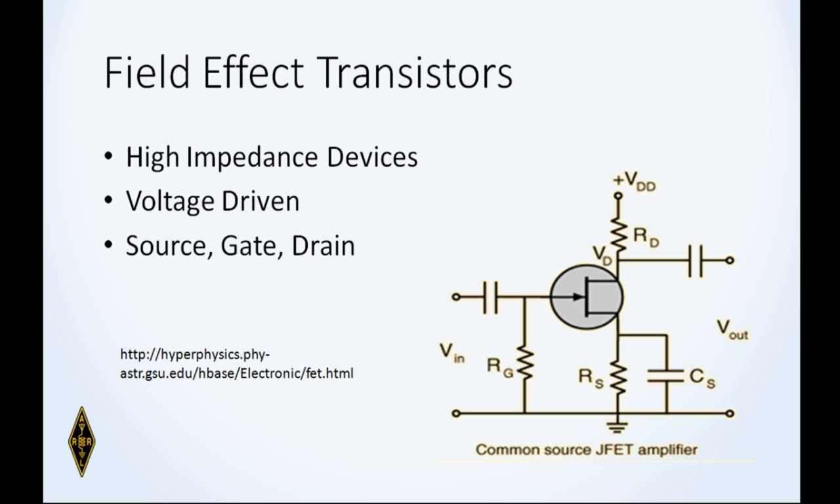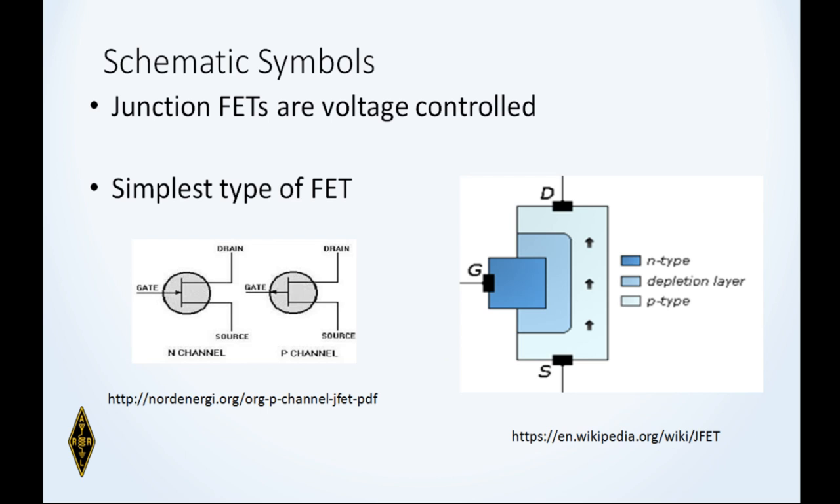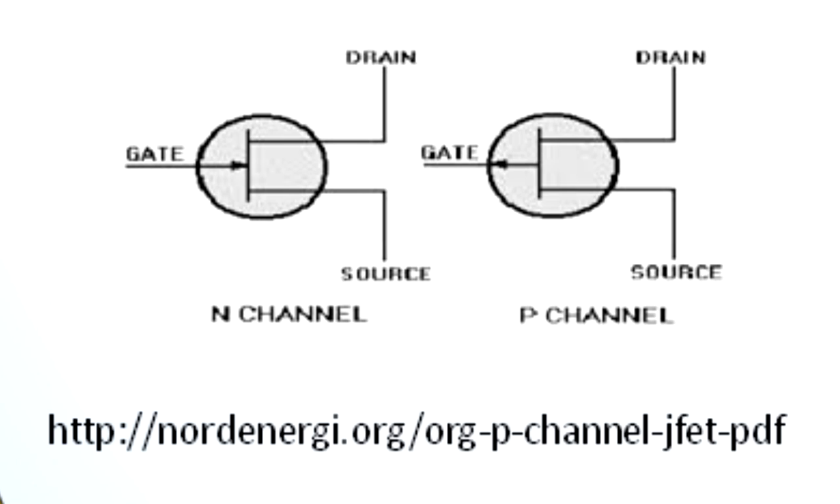And junction field effect transistors are the simplest type of FETs. And if you look at the arrow, it points to the N-type material. So on the left, that would be an N-channel field effect transistor. On the right, that would be a P-channel field effect transistor. And you can make both, depending on the circuit polarities that you're working with.